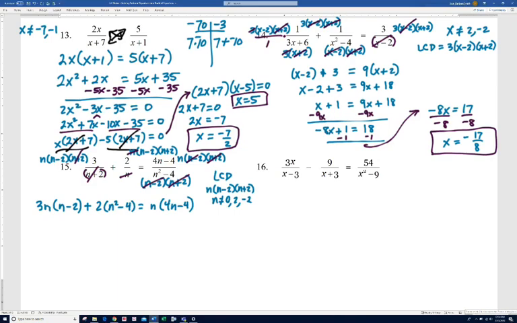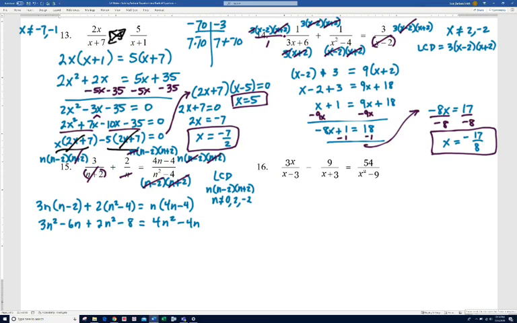So you can see I still have a lot of simplifying to do now that I've cleared fractions. I've got to distribute 3n times n minus 2. I'll get 3n squared minus 6n. I've got to distribute 2 times n squared minus 4. I'll get 2n squared minus 8. On the other side, we've got to distribute n times 4n minus 4. We'll get 4n squared minus 4n. So still a lot of cleanup to do here.